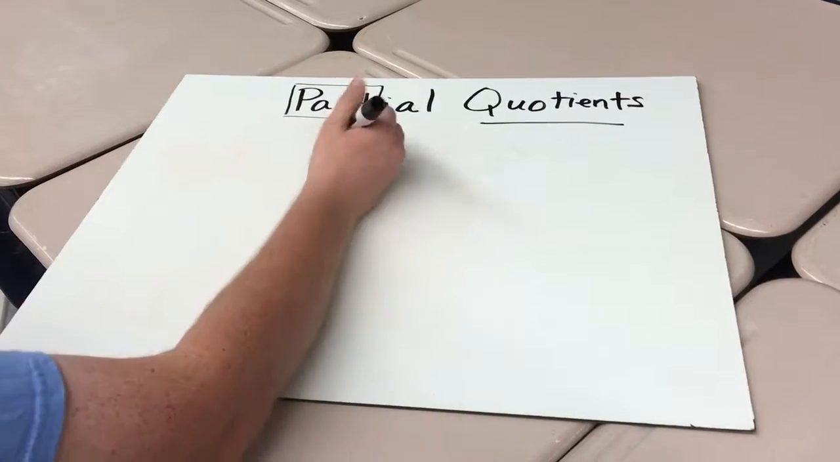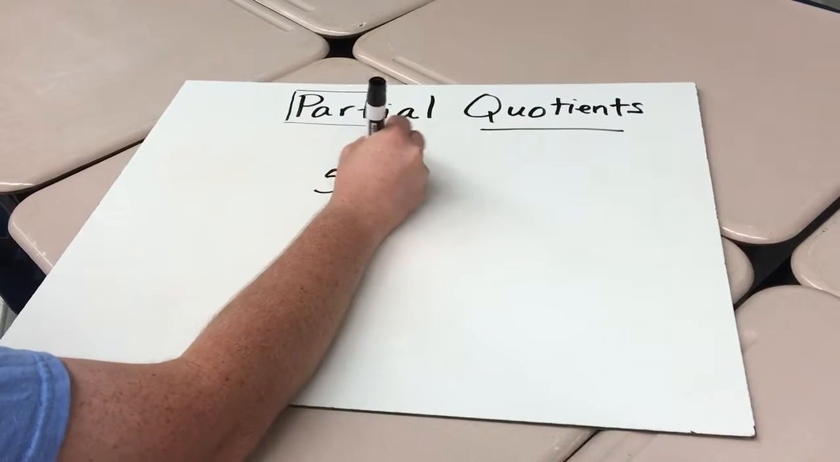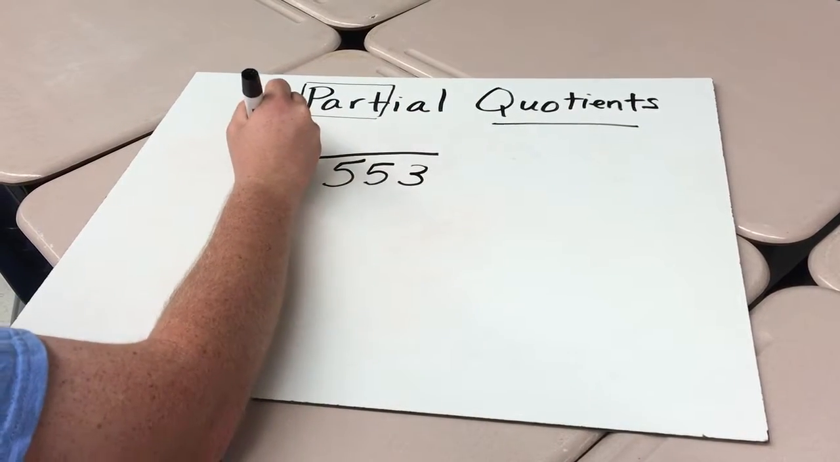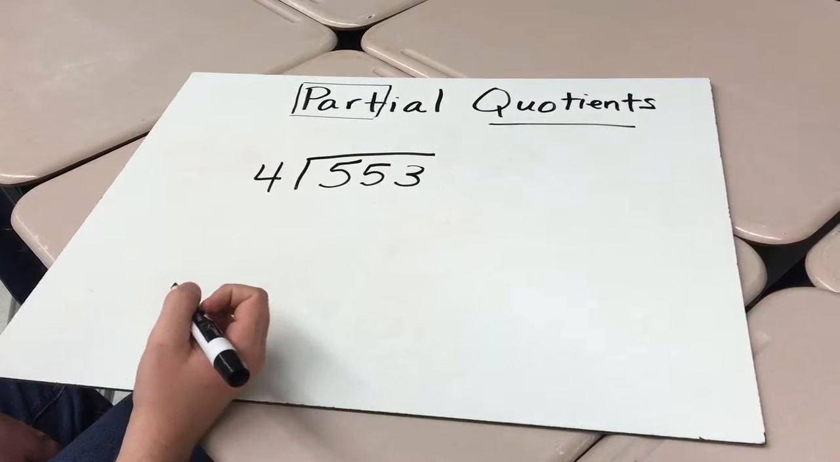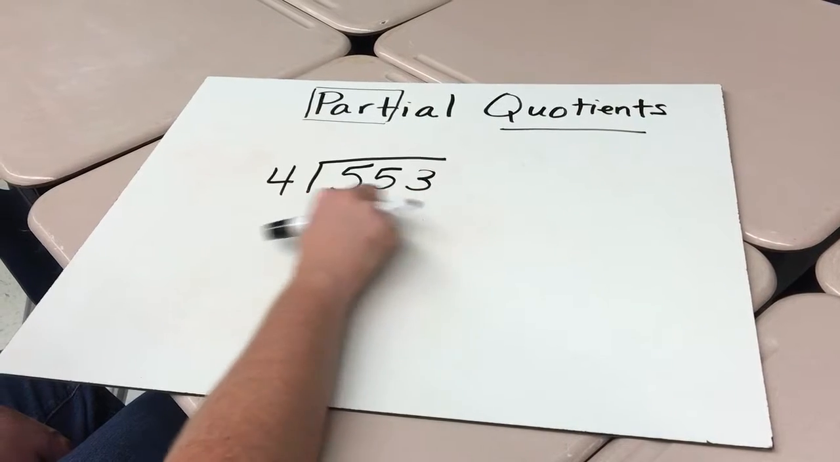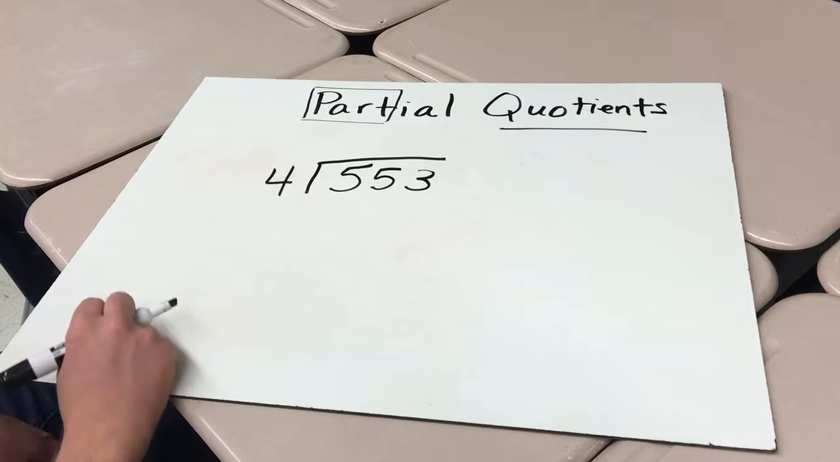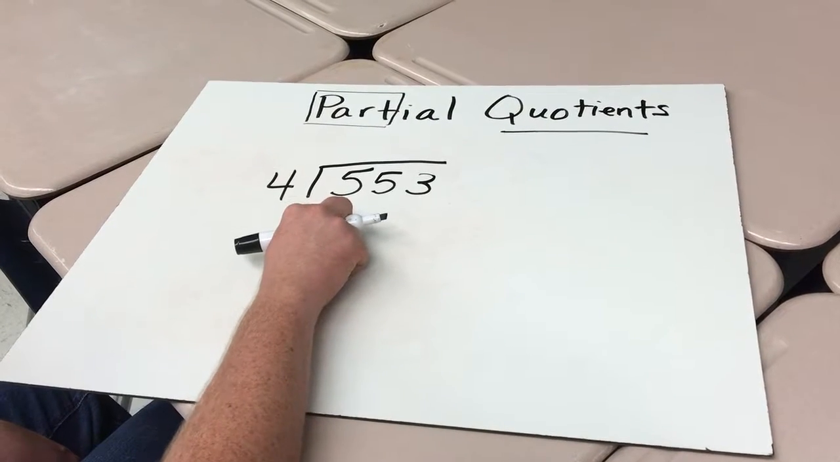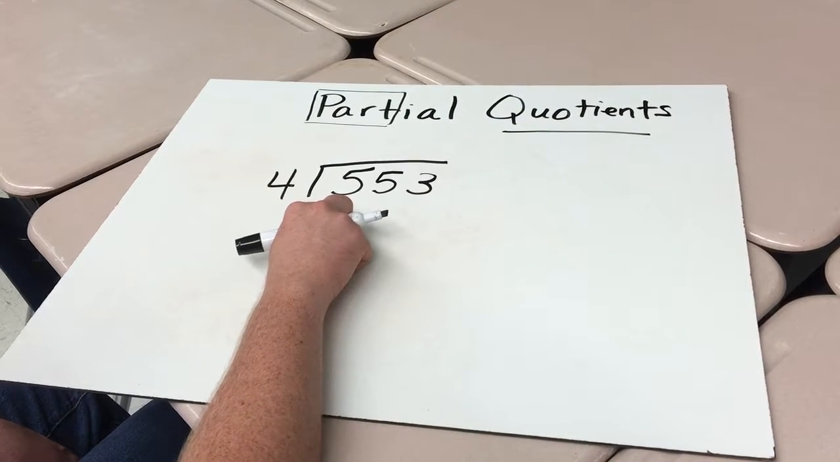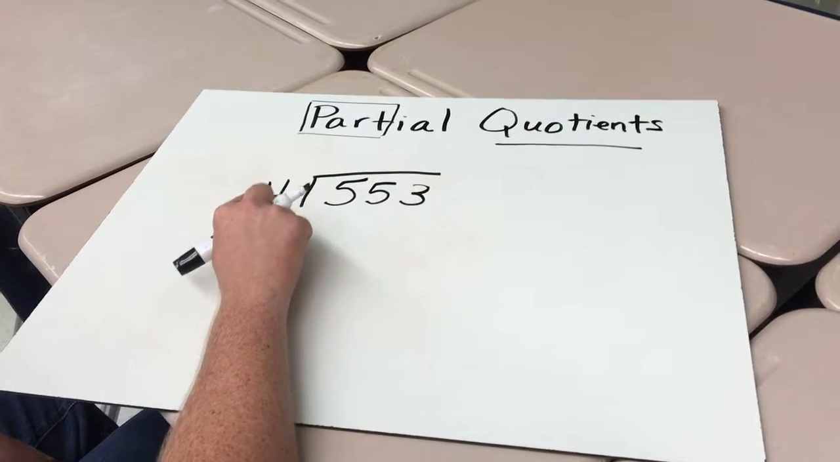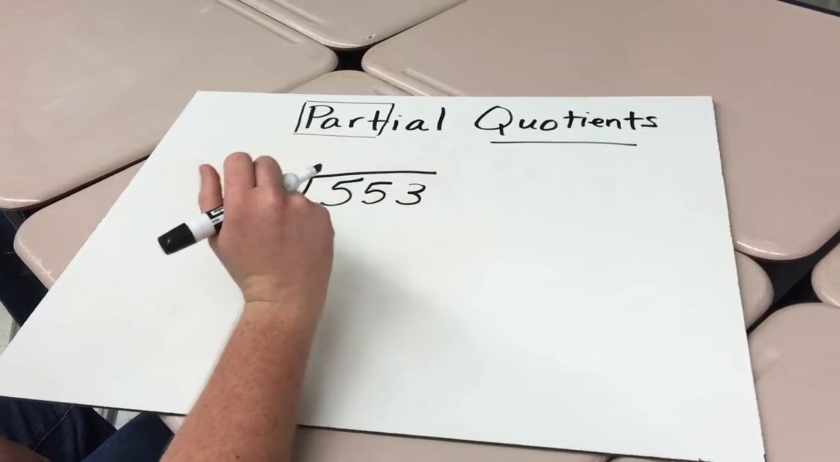So let's take this problem for an example. 553 divided by 4. Now boys and girls, we know that our dividend is inside the box, right? And this is our divisor. All right, and so when I look at this, I notice I have a 5 in the hundreds place. So that means that I'm looking at what could I multiply times 4 to get me close to 500.